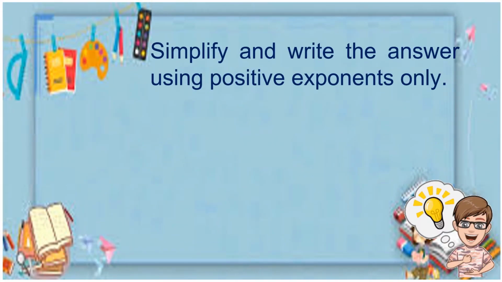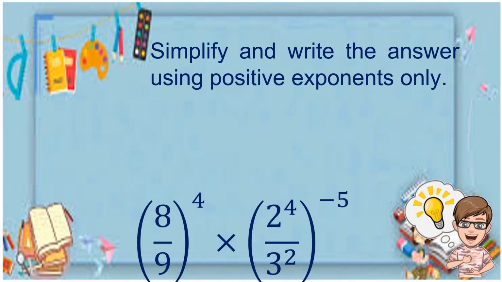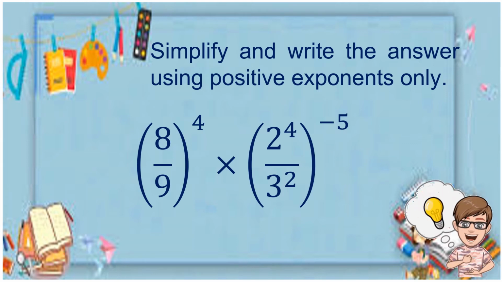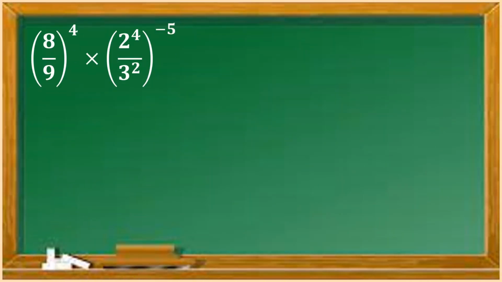Let us have another one. Simplify and write the answer using positive exponents only. Let us read all together the given. 8 over 9 raised to 4 times 2 to the power of 4 over 3 squared raised to negative 5. So let us have the solution for this one.